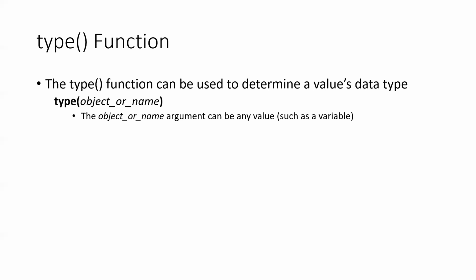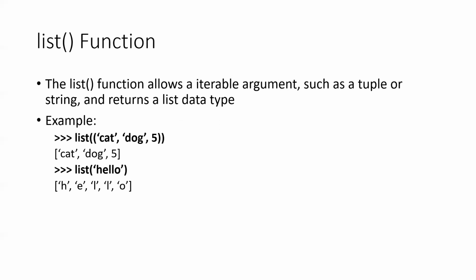You can use the type function to determine what data type a value is. List function, this is how you can convert something over to a list. Make sure that if you have something like this, that you can explain how this list function works. Once again, on the midterm, everybody screws it up. They don't pay attention. So understand how the list function works.